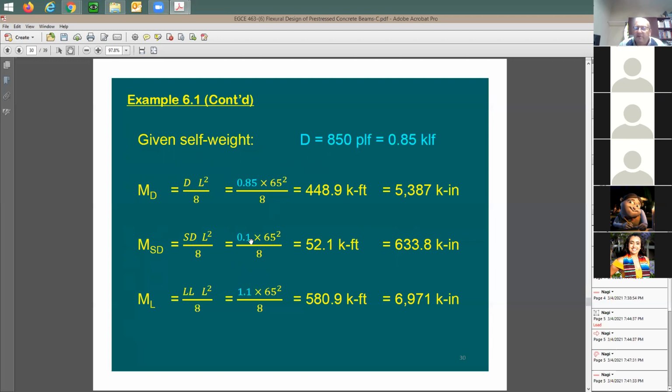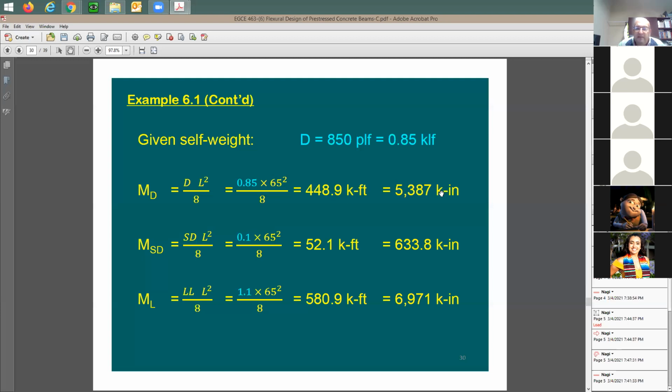Superimposed dead load, we say it's going to be 100 plf, meaning 0.1 kip per foot. It's going to be 1.1. Find out the moment in kip-foot, and then find it in kip-inch. How do you do the conversion here? You multiply by 12, kip-foot to kip-inch.